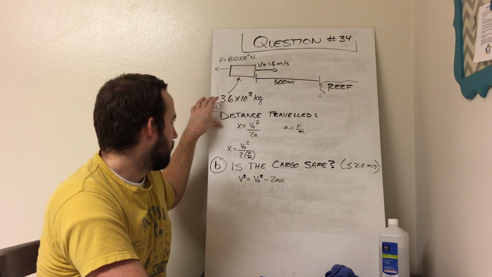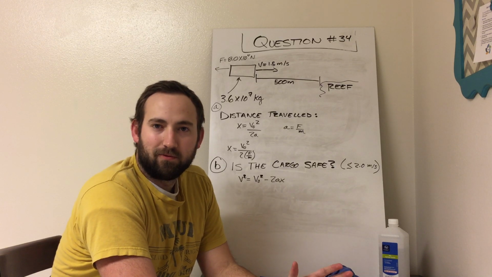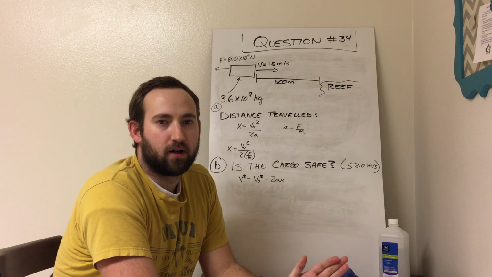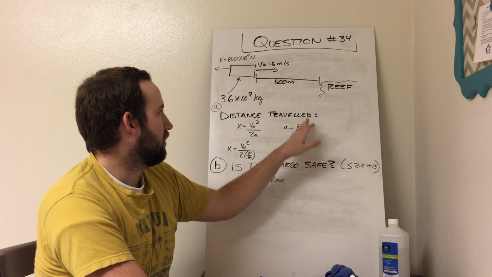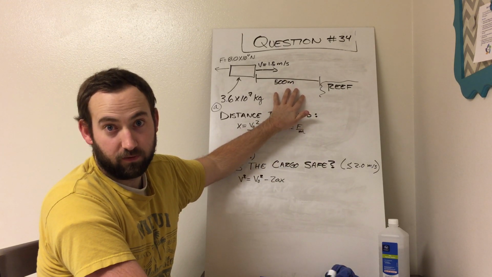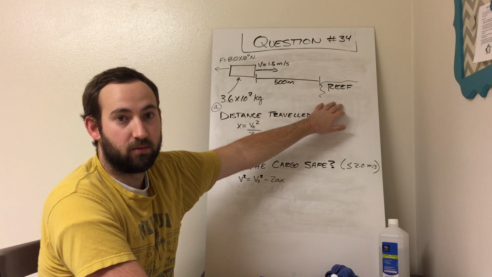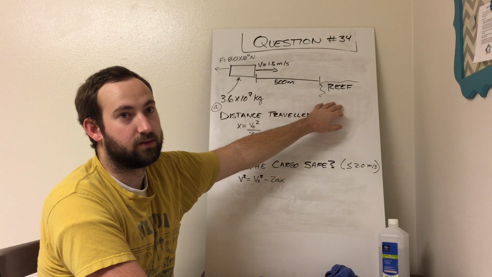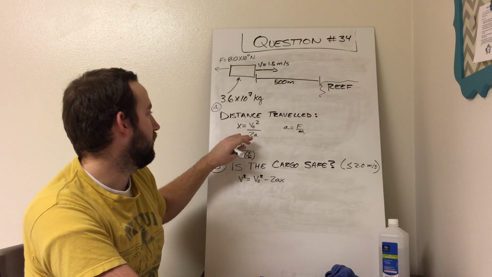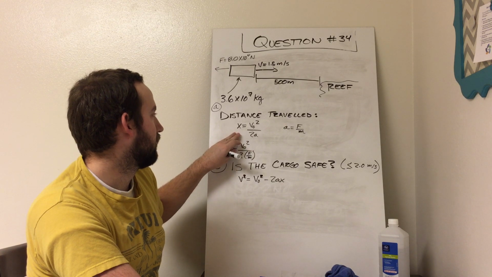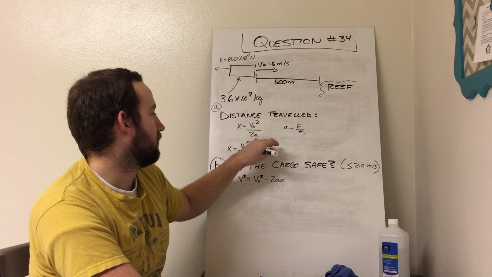Part A was talking about the distance traveled. With the information we're given, we need to figure out how far this is going to go. Obviously if it goes less than 500 meters, then we're safe, it didn't hit the reef. But if it goes more than 500 meters before stopping, then we know that it's going to hit. From there, what we need to use is this distance formula: x equals the velocity squared over 2 times the acceleration.